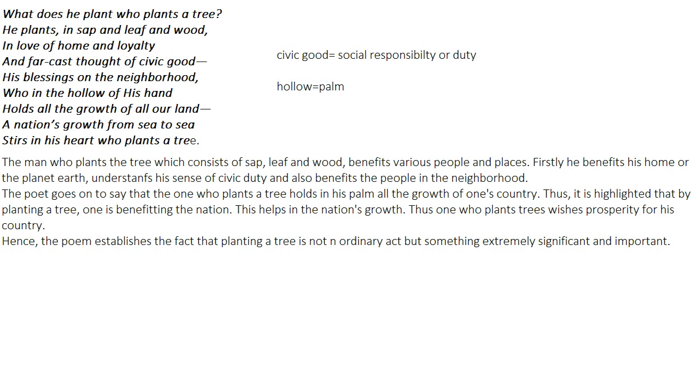And now we are on the last stanza of the poem. So first of all, let's look at the two word meanings that I think were important, and I have written them. Civic good is social responsibility or duty, something that you owe to the society, something that you should be doing for the society.